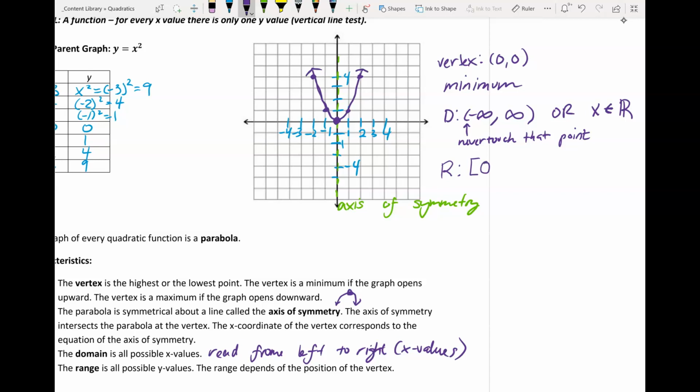And now I'm changing my bracket because we actually touch this on the graph. So we actually touch y equals 0 as an actual point on this graph. That's why I have a square bracket now. Now reading from the most bottom point, so for your range, you're going to read from bottom to top.